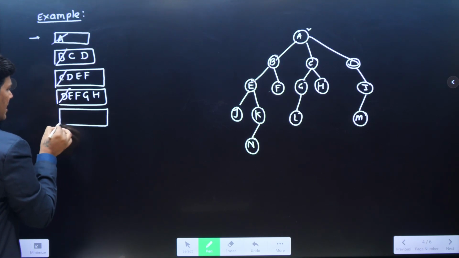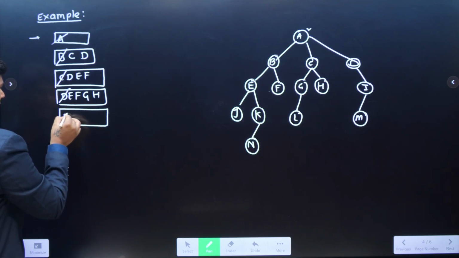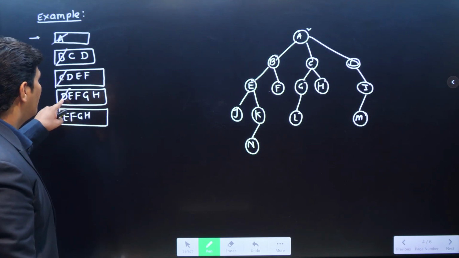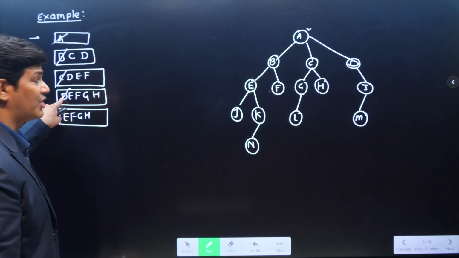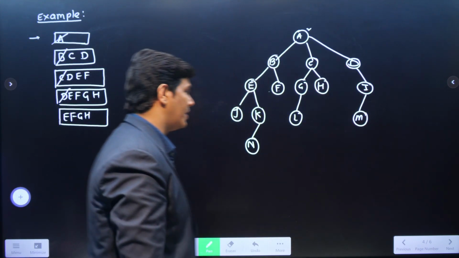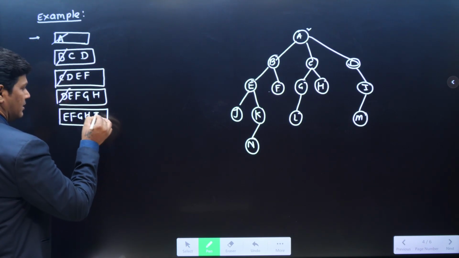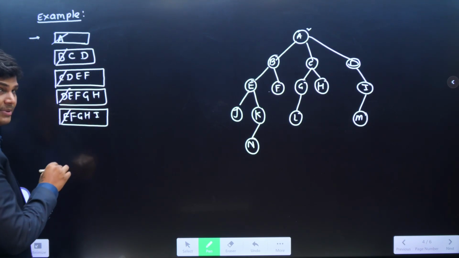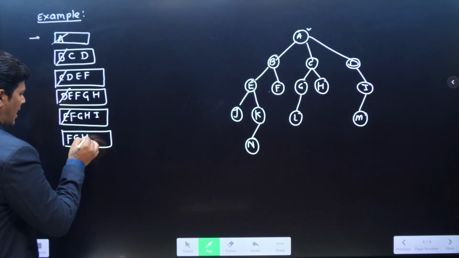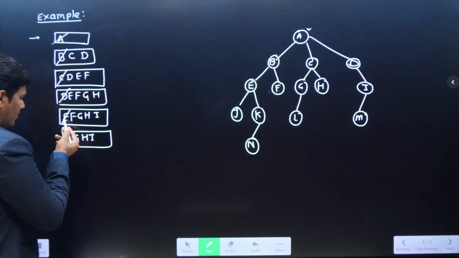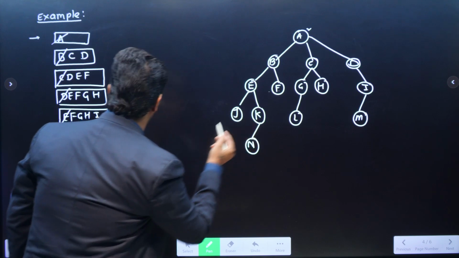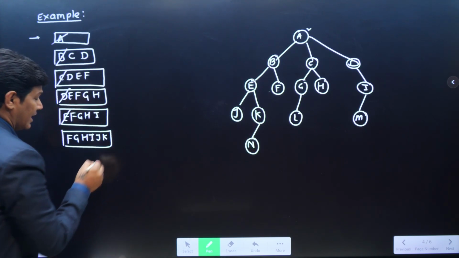After removing the D, the remaining nodes are E, F, G, H. But now we need to insert the child node of D. So D is having only one child, that is I. So insert this node from the tail, that is I. Now remove E from the head. Remaining nodes are F, G, H, I. Next step, what are the child nodes of E? So E is having J, K. Insert J, then K. Perfect.